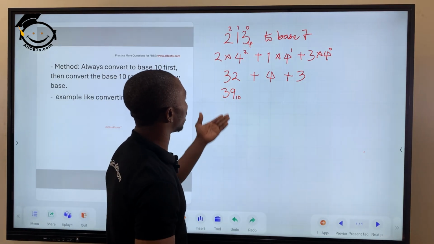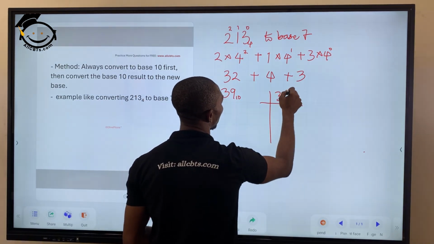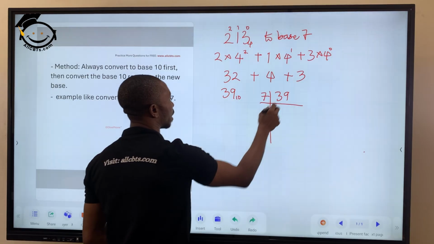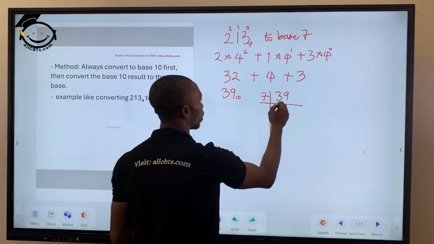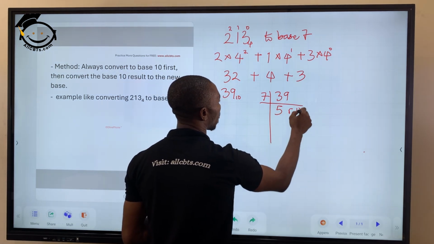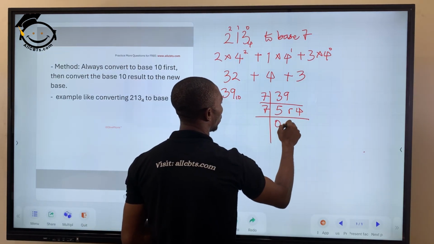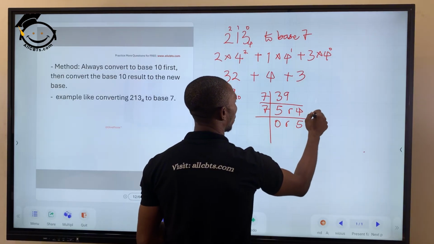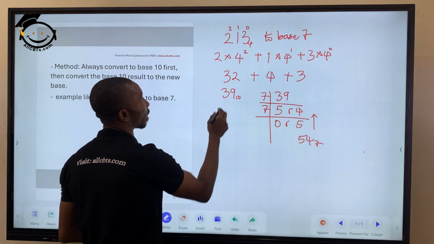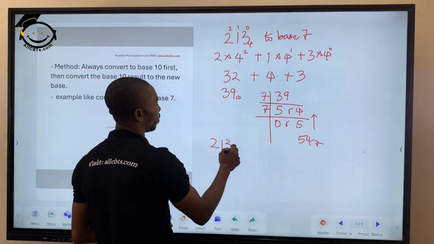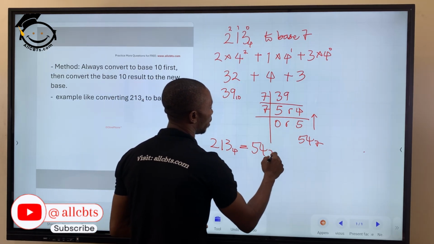Now, converting 39 base 10 to base 7, we use our division method. Alright. Now, 7 into this will give us 7 times 5 is 35. So that will give us 5, remainder 4. And 7 here will give us 0, remainder 5. Reading upwards gives us 5, 4 base 7. So therefore we can say 213 base 4 is equal to 5, 4 base 7.